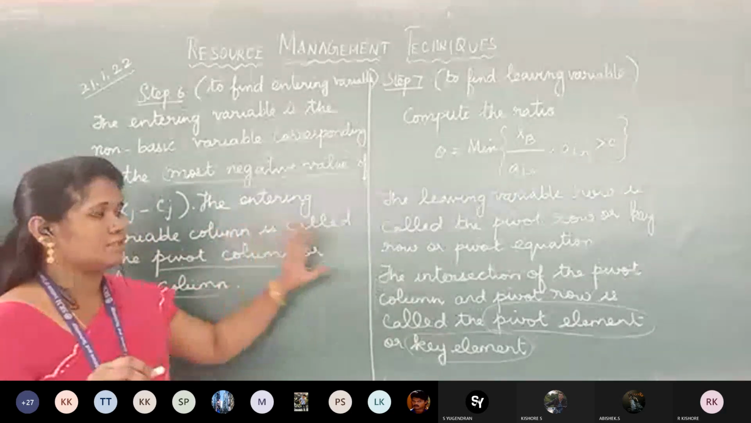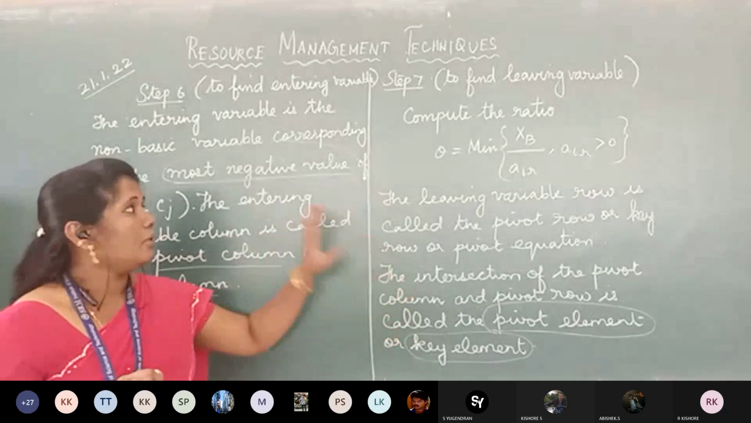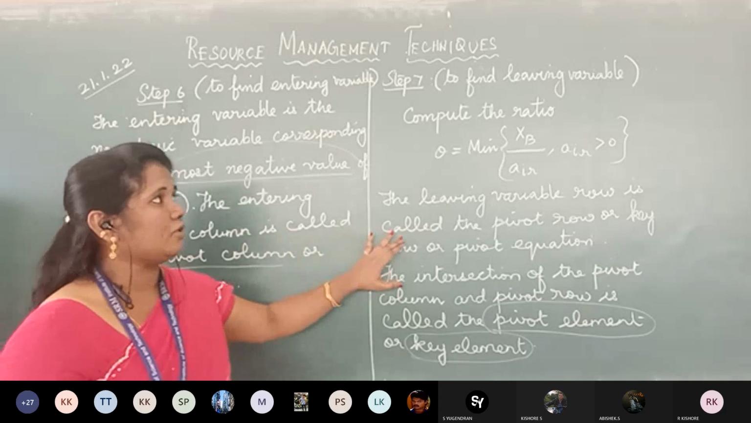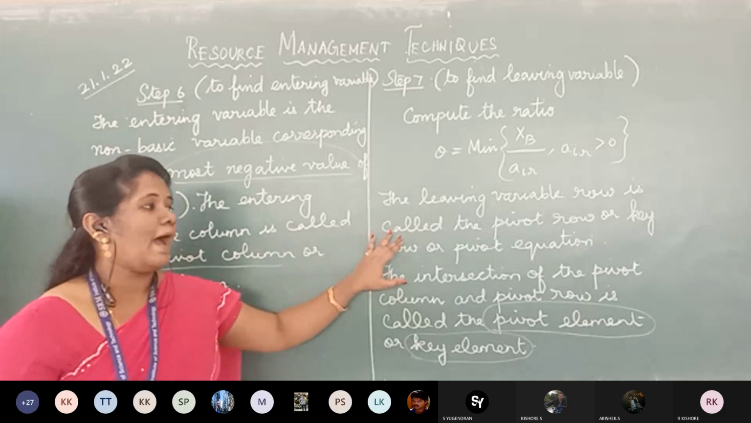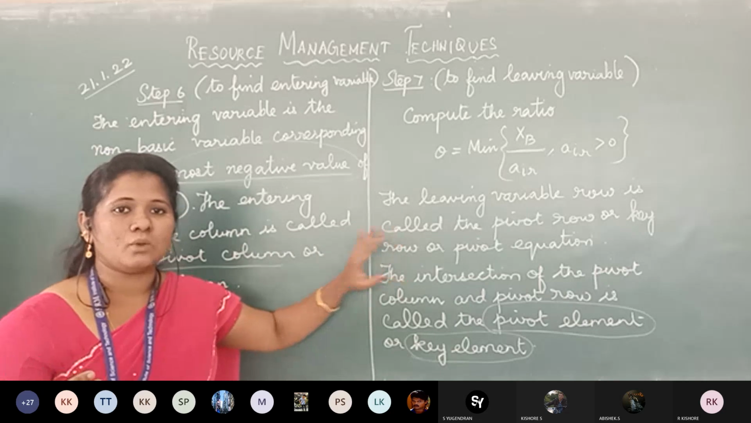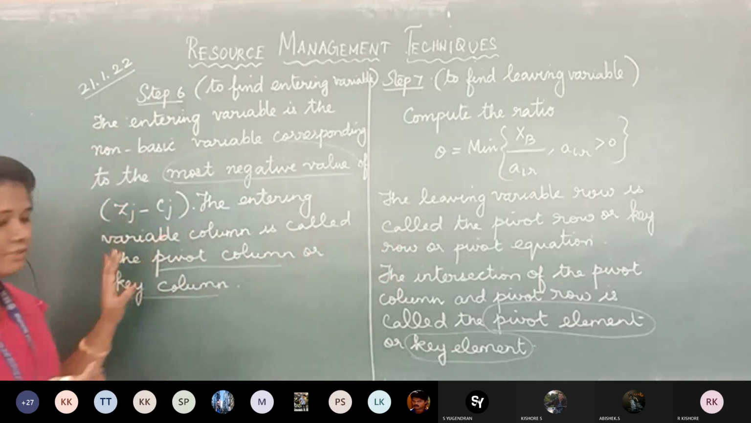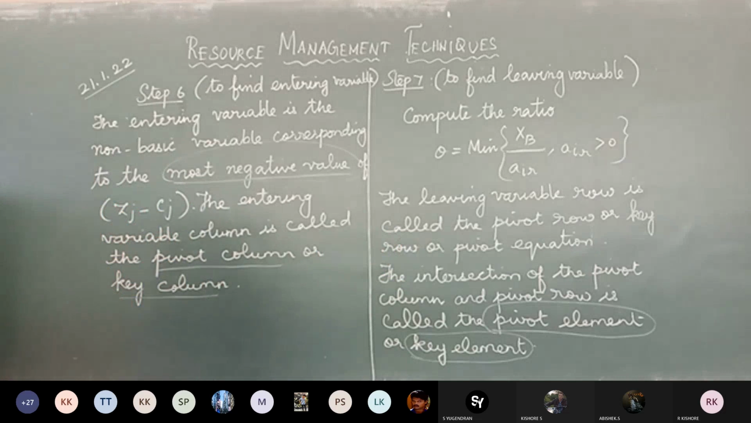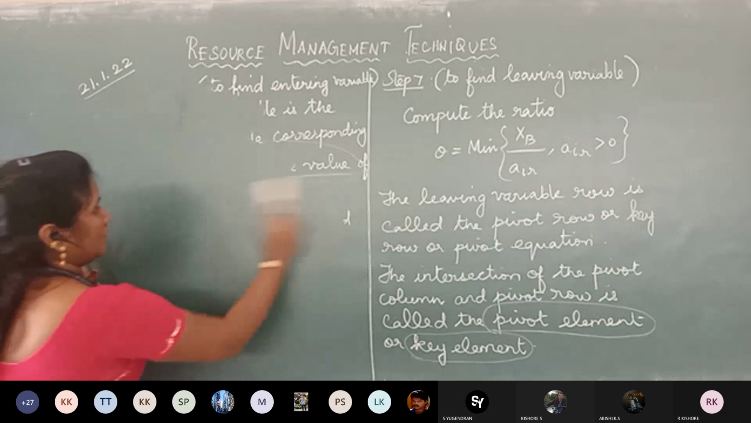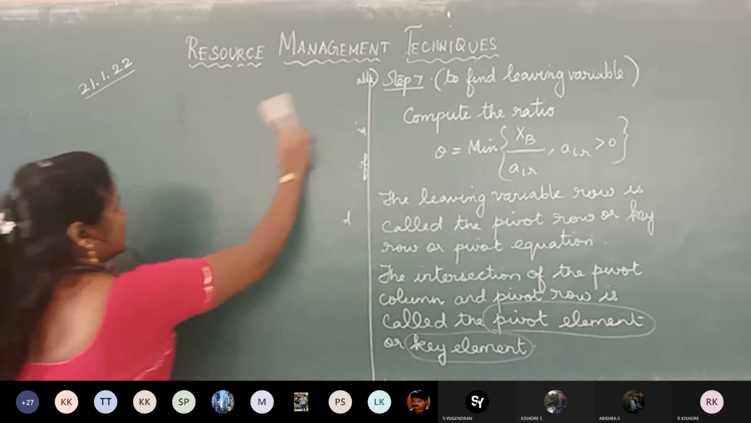So this is your step 6, this is your step 7. In step 6 you find the entering variable. In step 7 you find the leaving variable. After finding the pivot element, you have to find your equation. That will become your step 8. Have you all finished with your step 6? Finished? We will go on to step 8.